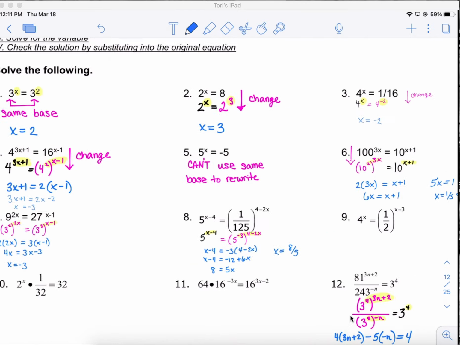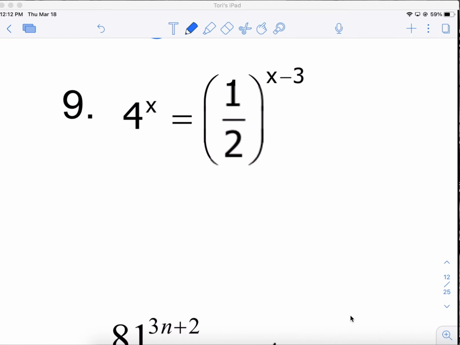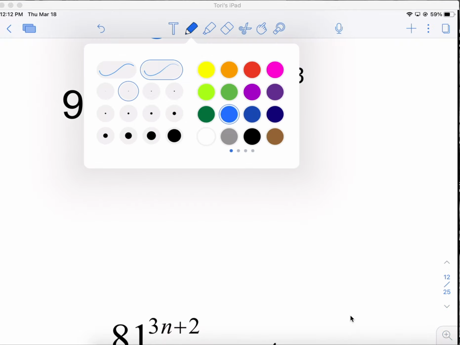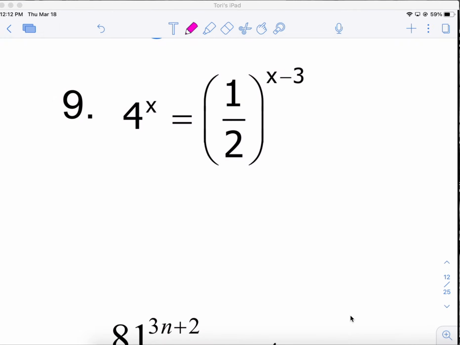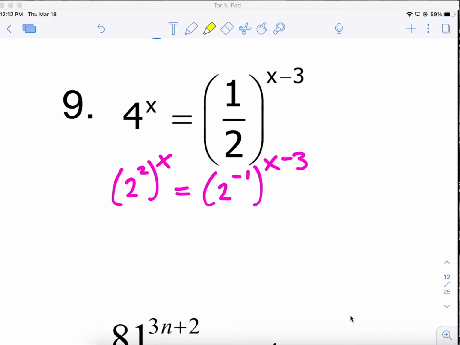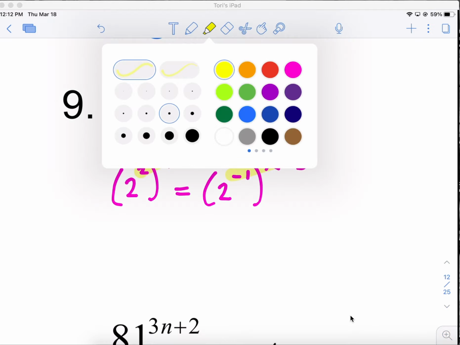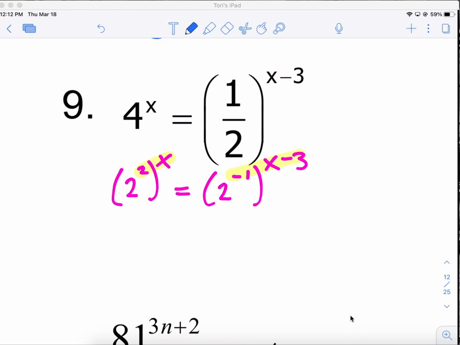All right, one more like this. Let's look at 9, and then I'll zoom out so you can copy. All right, 4 looks like it would normally be simplified, but in this case, we're using the 2's. I'm actually going to have to change both of these. So 4 is going to be 2 squared with the x on the outside. 1/2 is going to be 2 to the negative 1 with the x minus 3 on the outside. Now, I can set the exponents equal. Make sure you're using parentheses. 2 times x and negative 1 times x minus 3. We can distribute that.